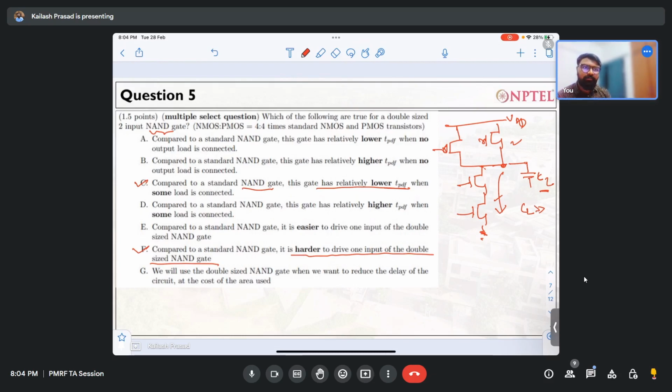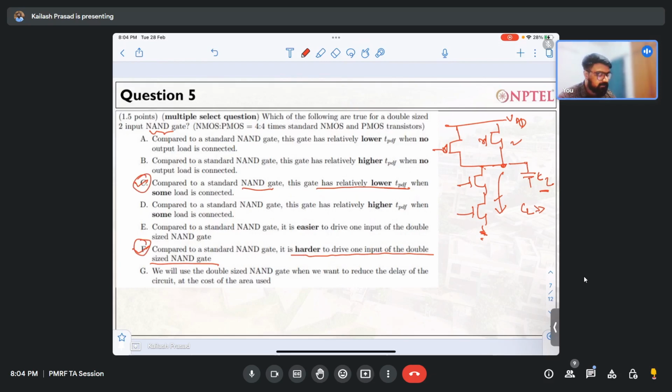So the thing is, the input capacitance of the double size NAND gate is higher, right? So it will be harder for you to drive the higher capacitance. Okay, these are the two correct statements. If you see all the other statements, those are actually not correct.